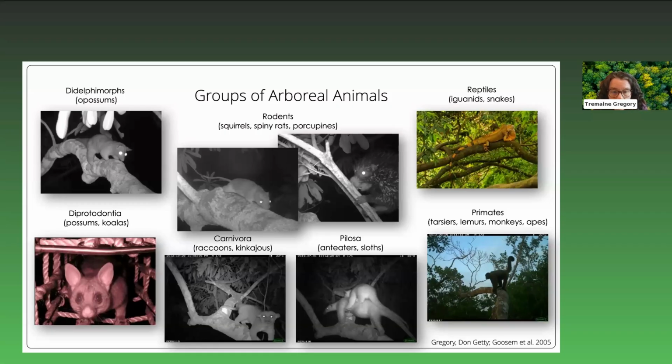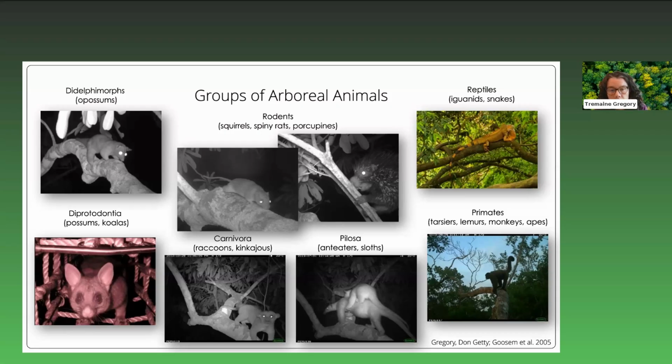And then apes. The gibbons that are in Southeast Asia are highly arboreal species. They almost never come down to the ground. And then orangutans are also highly arboreal. Chimpanzees and gorillas tend to be both terrestrial and arboreal. So you can see that there are a lot of different species that we're, let's say, solving for when we build canopy bridges.